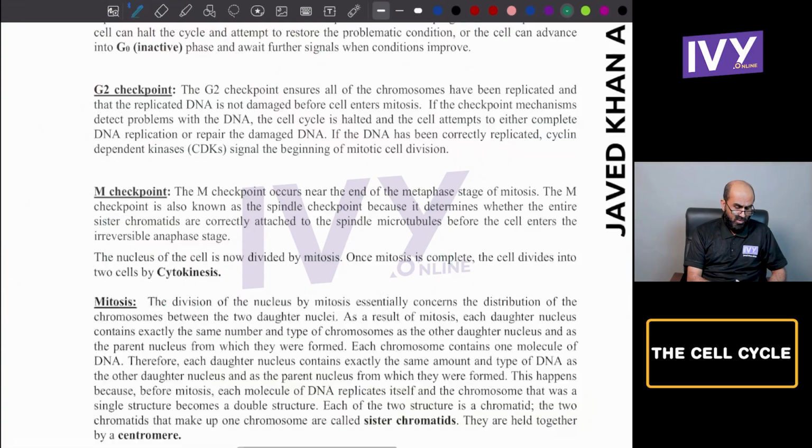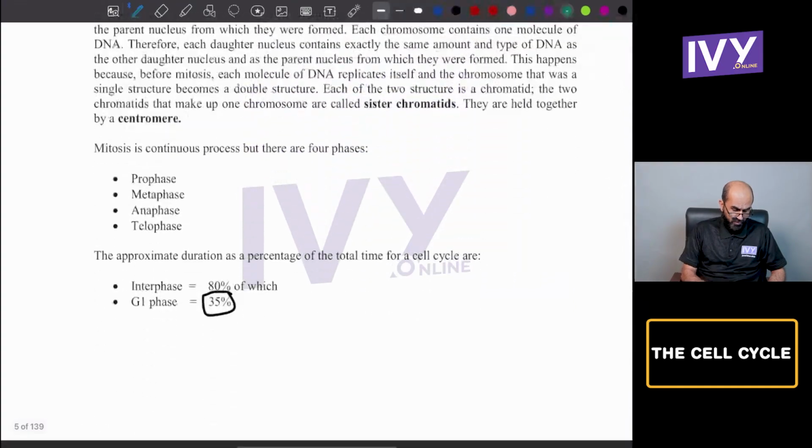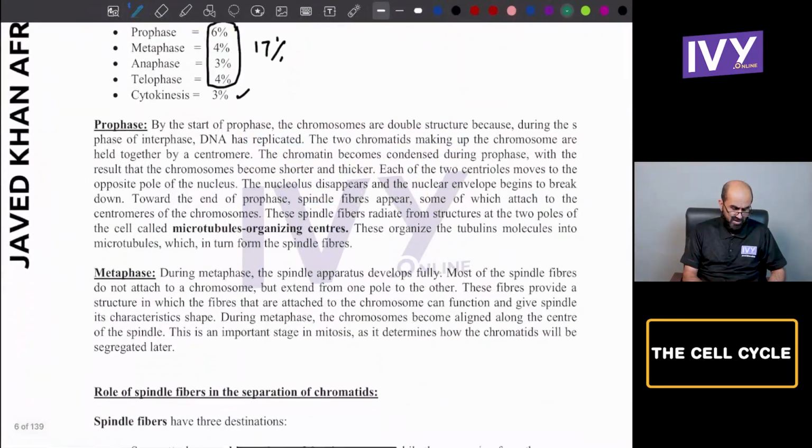And now let's see what is going on here in mitosis and prophase to be discussed here. So prophase, here is the step of prophase, and what does it say? By the start of prophase, the chromosomes are double structure. Why are they double structure? Because during the S phase, each DNA has been replicated, and the replicated and the older DNA join together to make one chromosome and become condensed. Because in the S phase of interphase, DNA has replicated into two chromatids. Chromatid is also a condensed form, but it has only one DNA as it is a separated one.